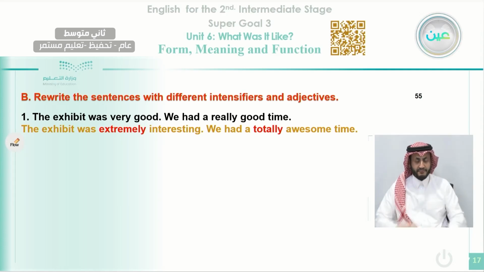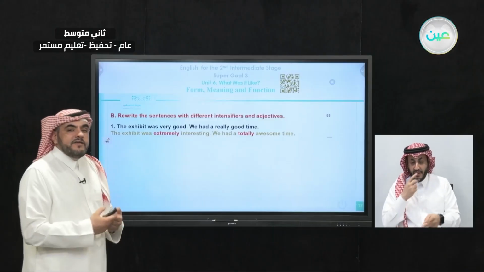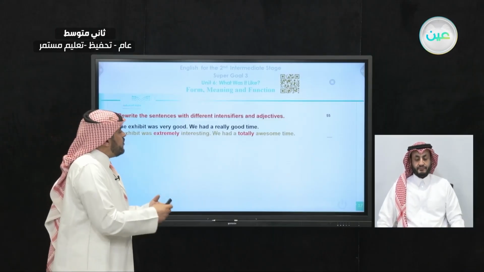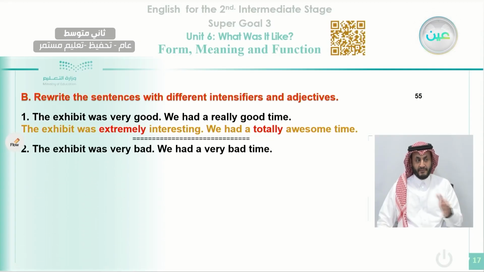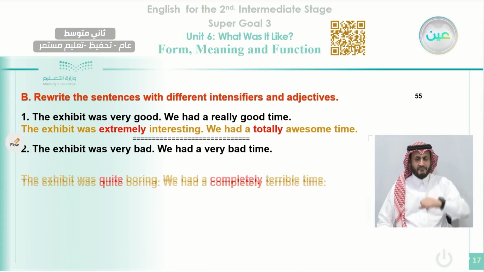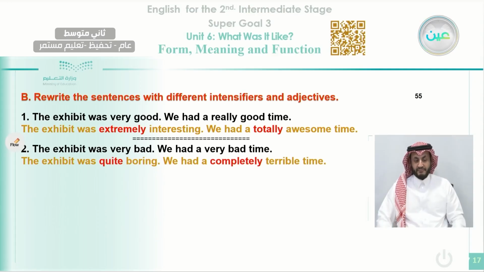We had a totally awesome time. So totally here also is an intensifier which modifies the adjective awesome. Number two, the exhibit was very bad. We had a very bad time. How can we use it with other intensifiers? We can use this as an example. The exhibit was quite boring. We had a completely terrible time. So we use quite here to modify boring, and we use completely to modify terrible.